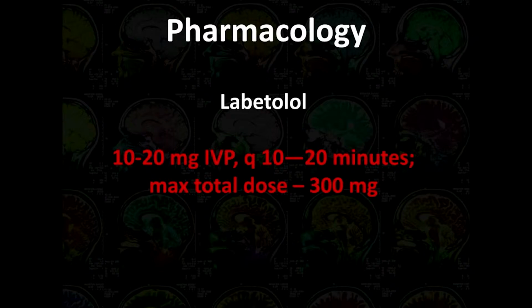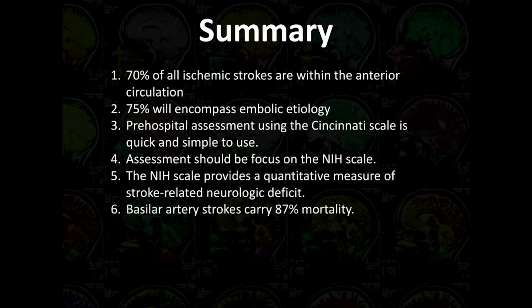how it's ordered. In summary, guys, 70% of all ischemic strokes are within the anterior circulation. Remember, and then 90% of those anterior circulation strokes are inside that middle cerebral artery. 75% will encompass embolic etiology, so that's the most common. And then when we think about assessment, it's about early recognition. It's about identifying if this patient is a candidate, if this patient is symptomatic from an ischemic stroke etiology, and getting them to the correct facility.